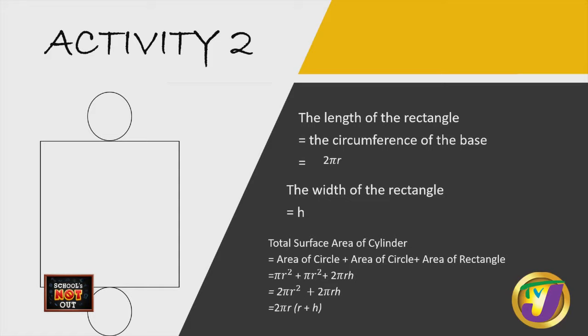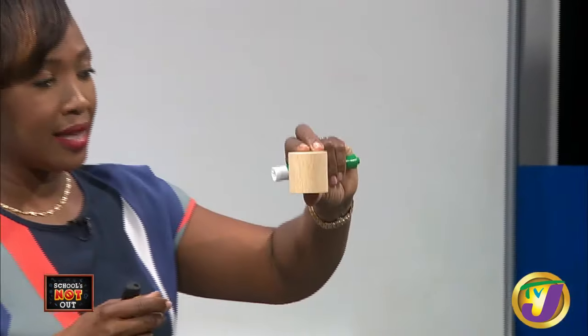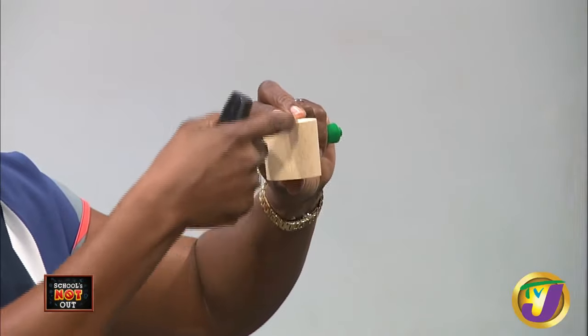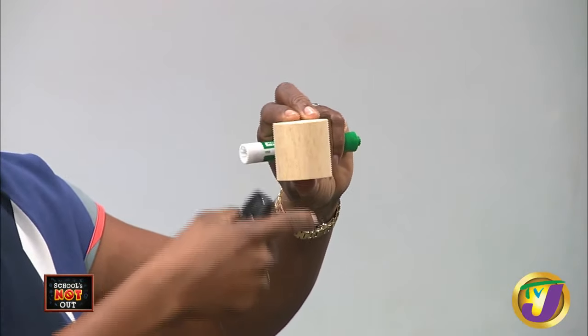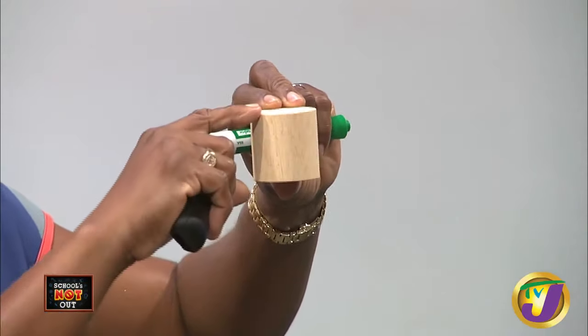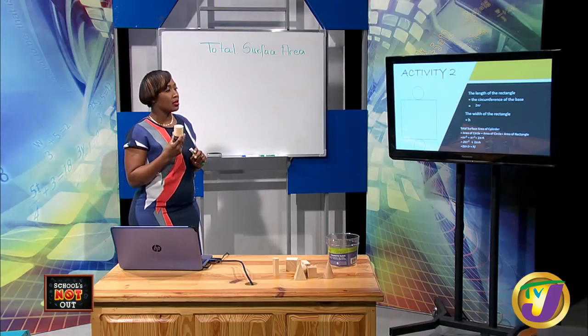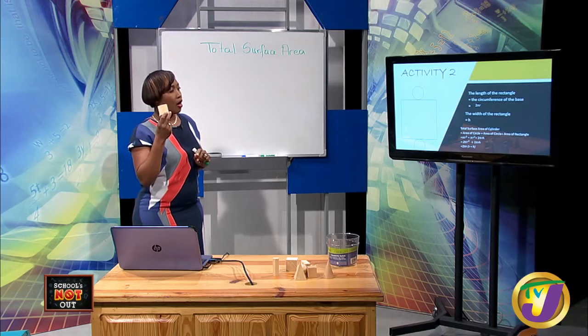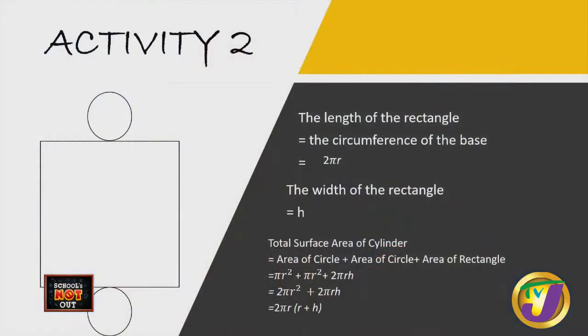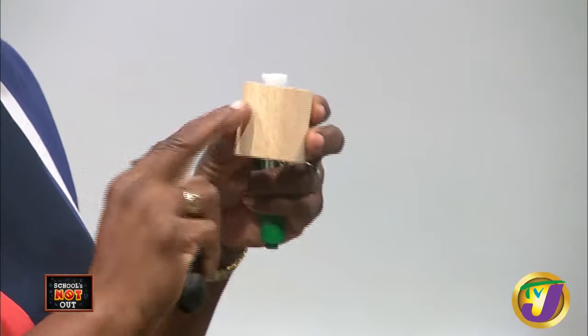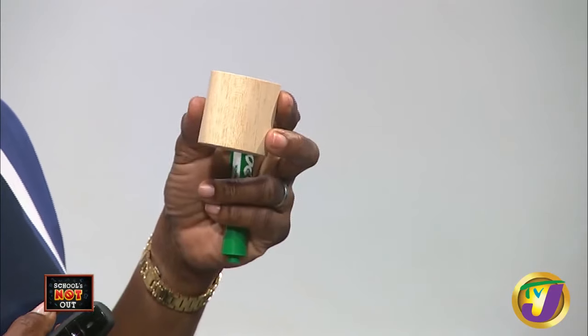So the width of the rectangle is the height. So I'm closing back my net. It will look like this. The height would be this measure here from the base to the top of the solid. So that is our height. And as you can see, the total surface area of the cylinder would be the area of the circle on top, the circle on the bottom, plus the area of the rectangle.